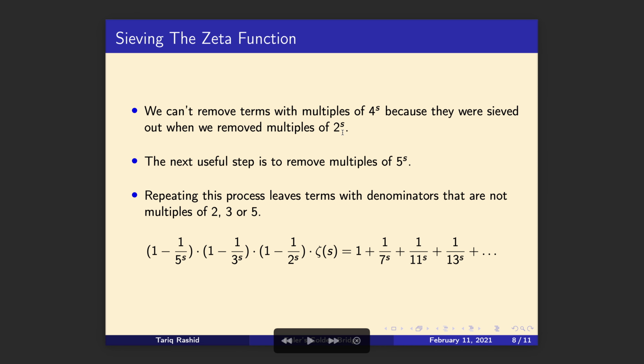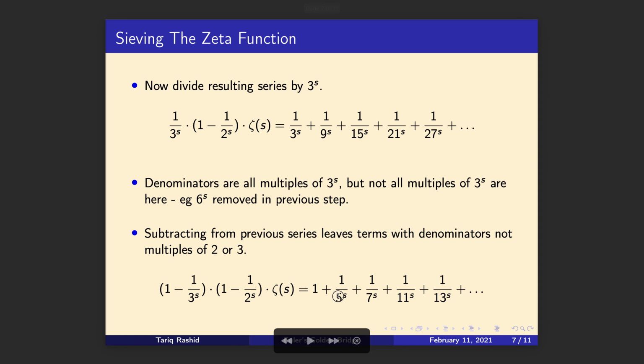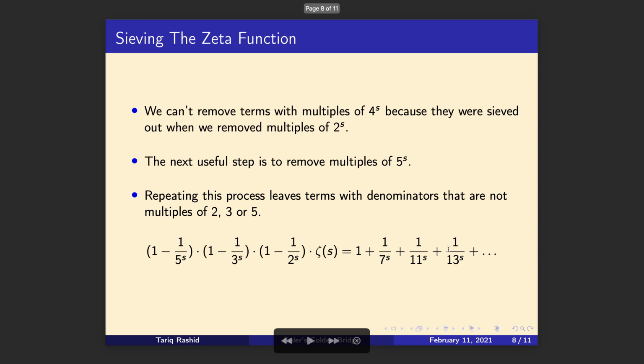We might think, well, let's now remove multiples of 4 to the s, but we can't because they were already removed when we removed multiples of 2 to the s. They're not there. So let's look at that list again. In here, there's nothing that's a 4 to the s or a multiple of 4 to the s. So there's no 8 or 12 or 16 because they were actually also multiples of 2 to the s. So they've already been removed. And I'm lingering on that because that's kind of an important insight as to what's going on.